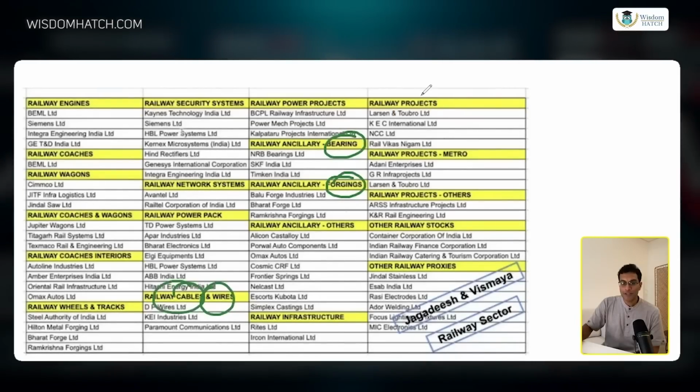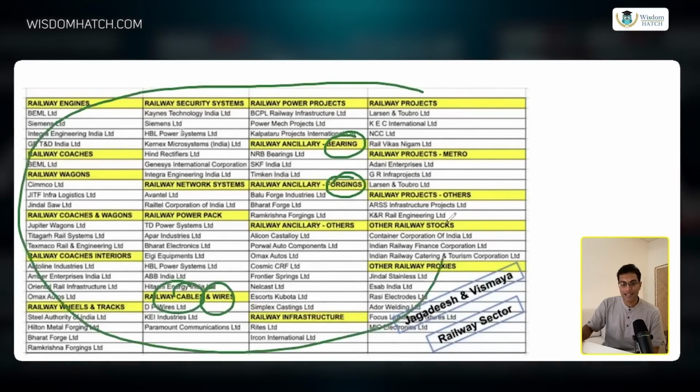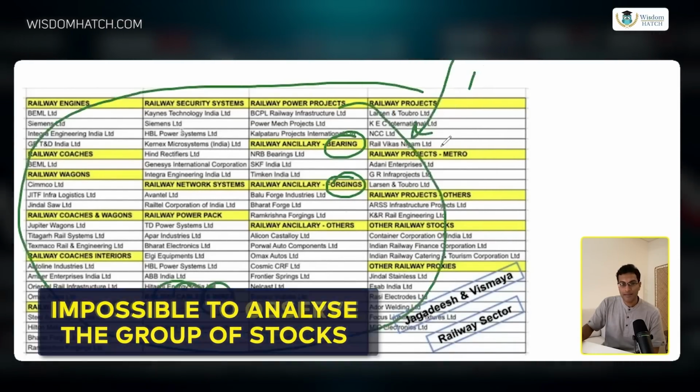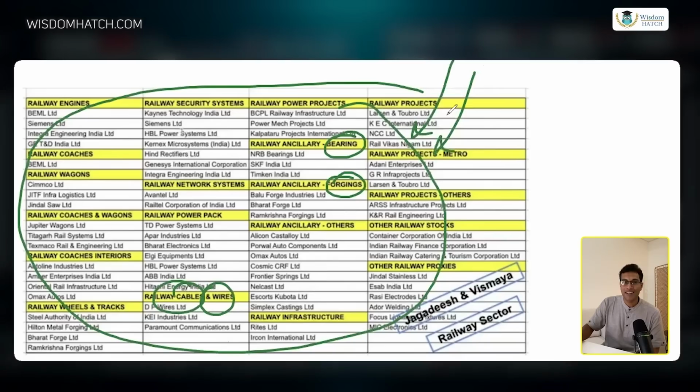अब सब कुछ ही बढ़ेगा ना इसमें. It's coach बनेगी तो everything will be there. Cables, wires will be there. Bearings will be there. Forging will be done. So many different things will be done. So it's impossible to analyze this entire group of stocks sensibly, right? It's complicated, it's puntering, it's gambling.